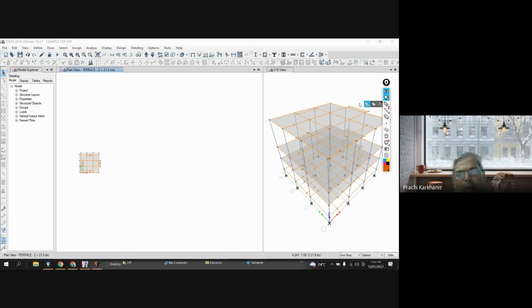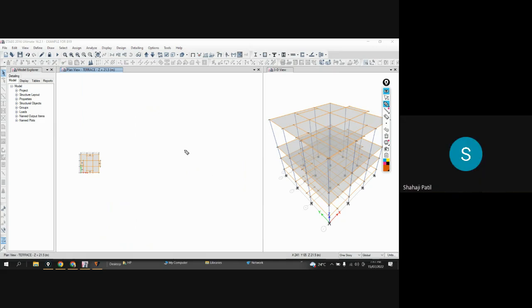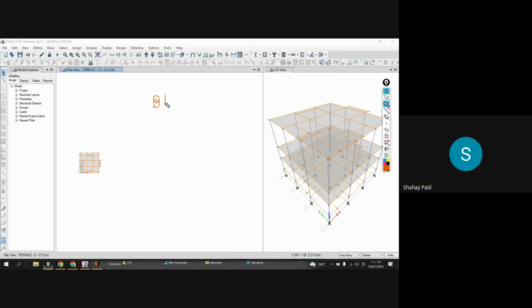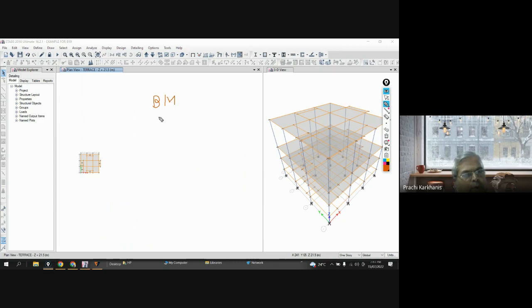See, what do you mean by results? Yes, anybody? What are you expecting from the analysis? That must be clear. Bending moment, shear force. Okay, you want bending moment. Then you want shear force. Whether our design is safe.